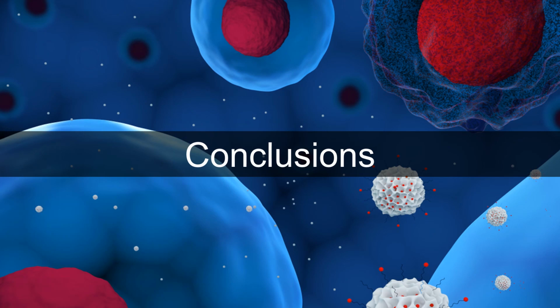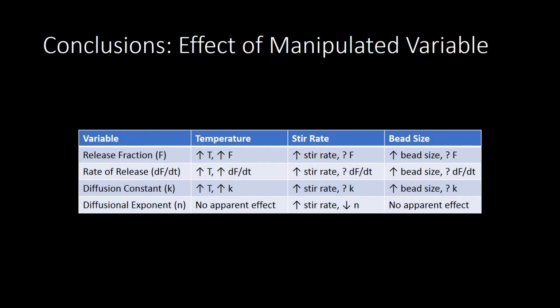The following are the conclusions drawn from each experiment. After analyzing the data, the effect of the manipulated variables on different factors of tartrazine release, including the release fraction, rate of release, and k and n parameters, could be determined. For temperature, it is apparent that at a higher temperature, the overall release fraction, rate of release, and k are higher. However, there is no apparent effect on n. Thus, it appears that increasing temperature increases the tartrazine release by affecting the diffusion constant of tartrazine.